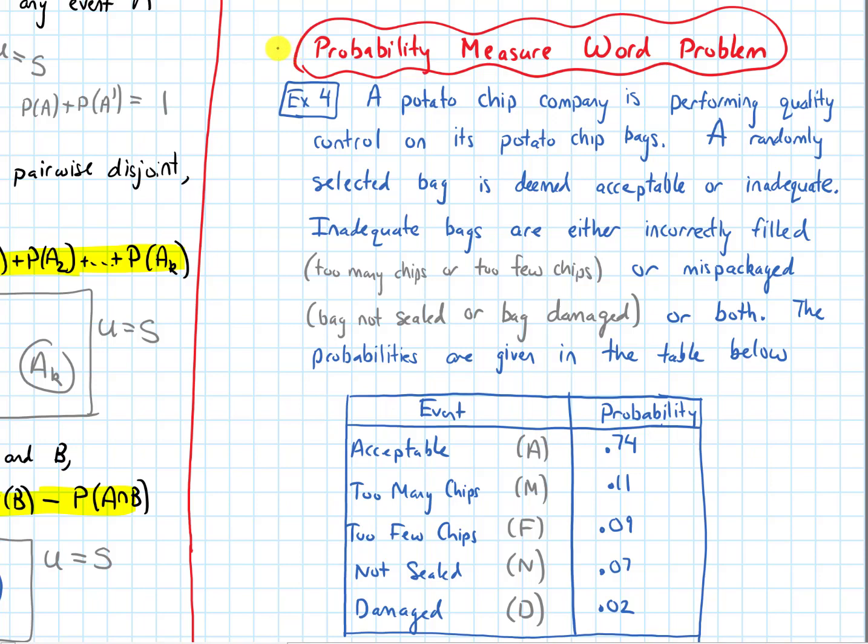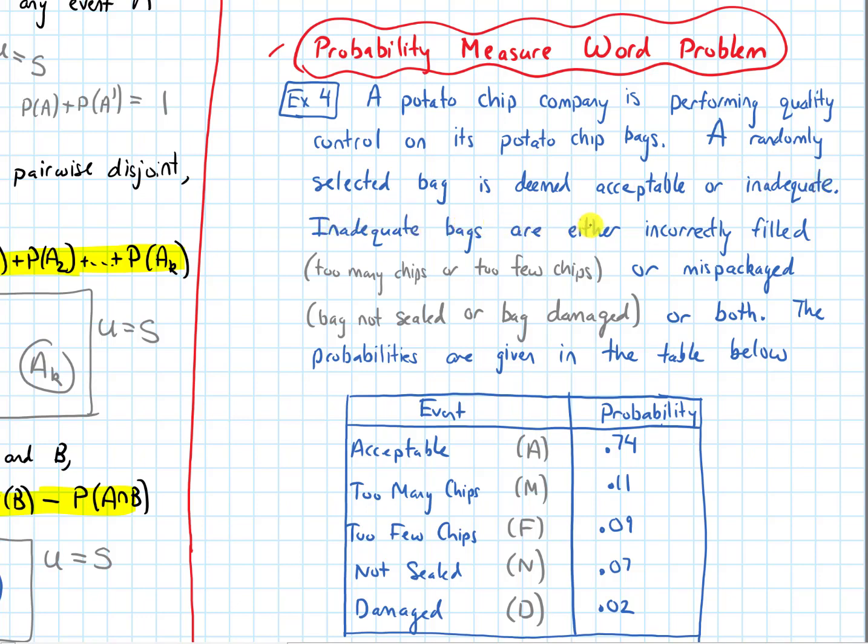In this video, we will do a probability measure word problem. So the example says that a potato chip company is performing quality control on its potato chip bags. A randomly selected bag is deemed acceptable or inadequate.